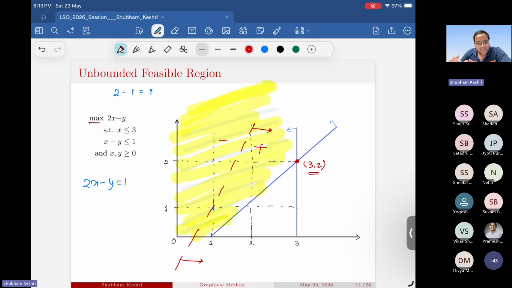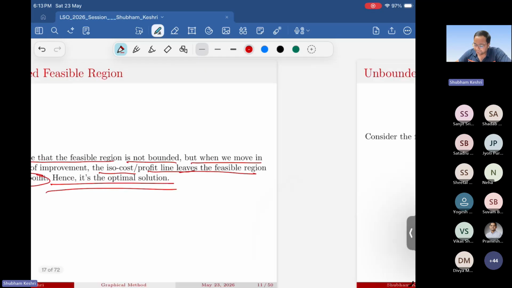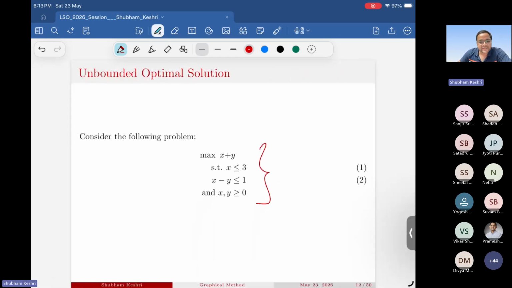Although the feasible region is unbounded, the isocost line exits the feasible region via a point which is a corner point. So what we observe is that the feasible region is not bounded, but when we move in the direction of improvement, the isocost or isoprofit line leaves the feasible region via a corner point. Hence it is optimal.